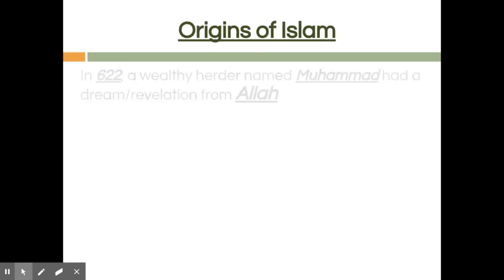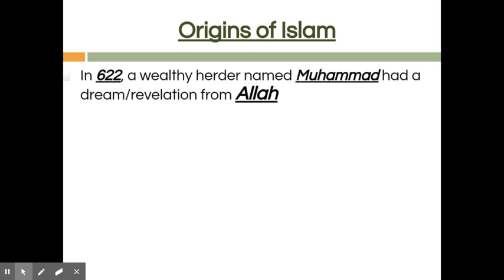So how does this religion start? It starts in the year 622 AD. Remember, it's 622 AD. We've already talked about how Rome has collapsed. Rome has fallen apart at this time. We're looking at probably around the time of Justinian with the Byzantine Empire. So that gives you a time frame.